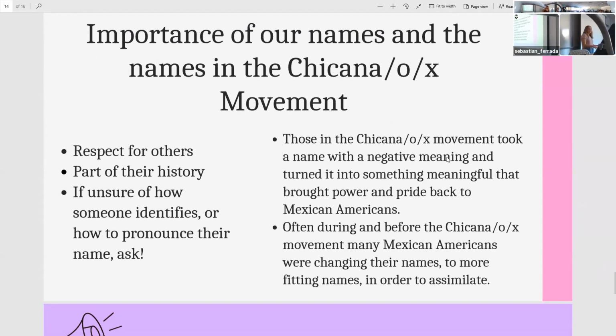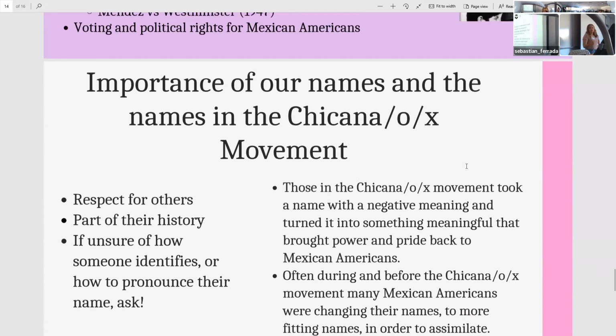So now that we've talked about the importance of the Chicano and Chicanx movement and names, kind of tying it together, why are those names important? So those in the movement, they took a name with a negative connotation and they turned it into something powerful, and they brought pride back to Mexican Americans. Before the movement, many Mexican Americans were changing their name to assimilate to their surroundings.